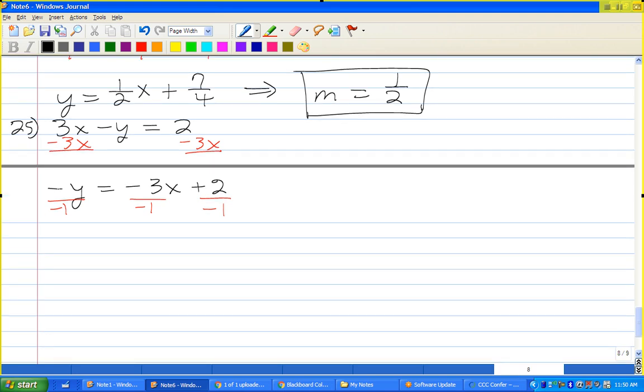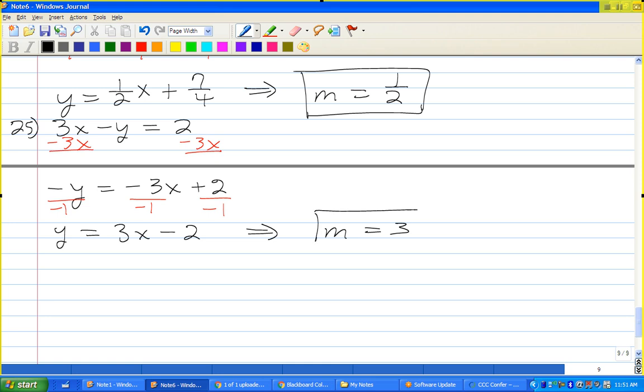Okay, so negative y divided by negative 1 is a positive y. The negatives cancel, so you get positive 3x. Positive divided by negative is negative. Therefore, the slope of my line is 3.